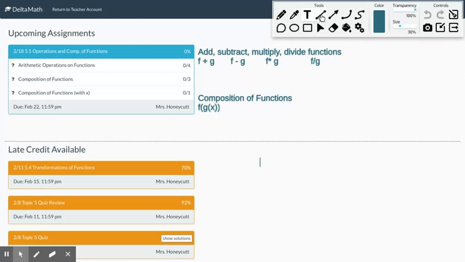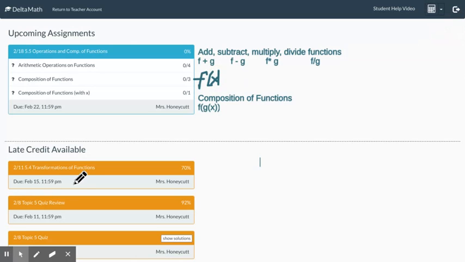So let's work through some notation that you need to be familiar with. F plus G means that they want to add the functions. You might see it written a little bit differently. Let's do this instead: F of X plus G of X for adding. You might see it F plus G or F of X plus G of X. It means the same thing. And the same convention will follow for subtraction, multiplication, and division, and then composition.